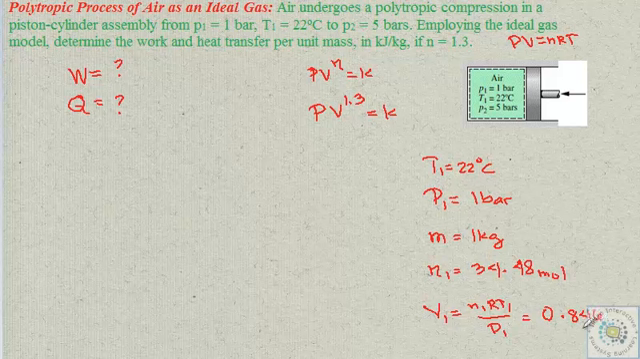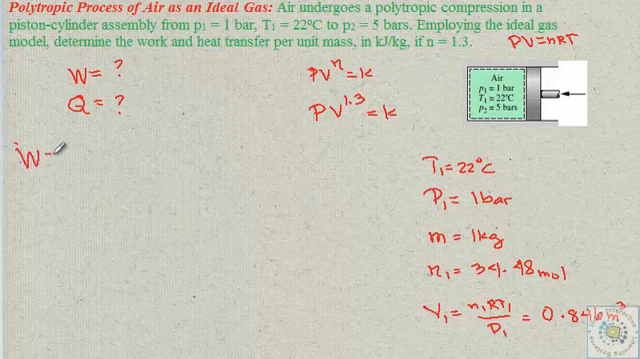That gives me an initial volume of 0.846 cubic meters. Okay, that's V1. So I think we now have that, not much of a problem really. Now we can solve for work.